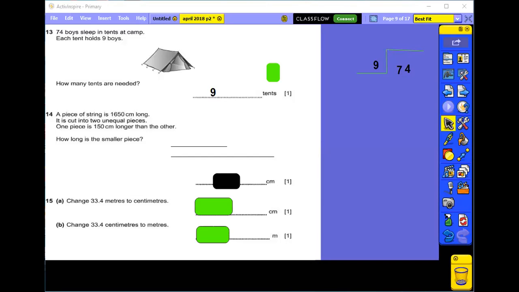I kept adding two numbers that have a difference of 150 until two of them got the answer of 1650. You said that the answer is 750, right? Yes, the smaller piece is 750 because 900 plus 750 is 1650 and 900 minus 750 is 150. Okay, you did it right, but in the hard way.